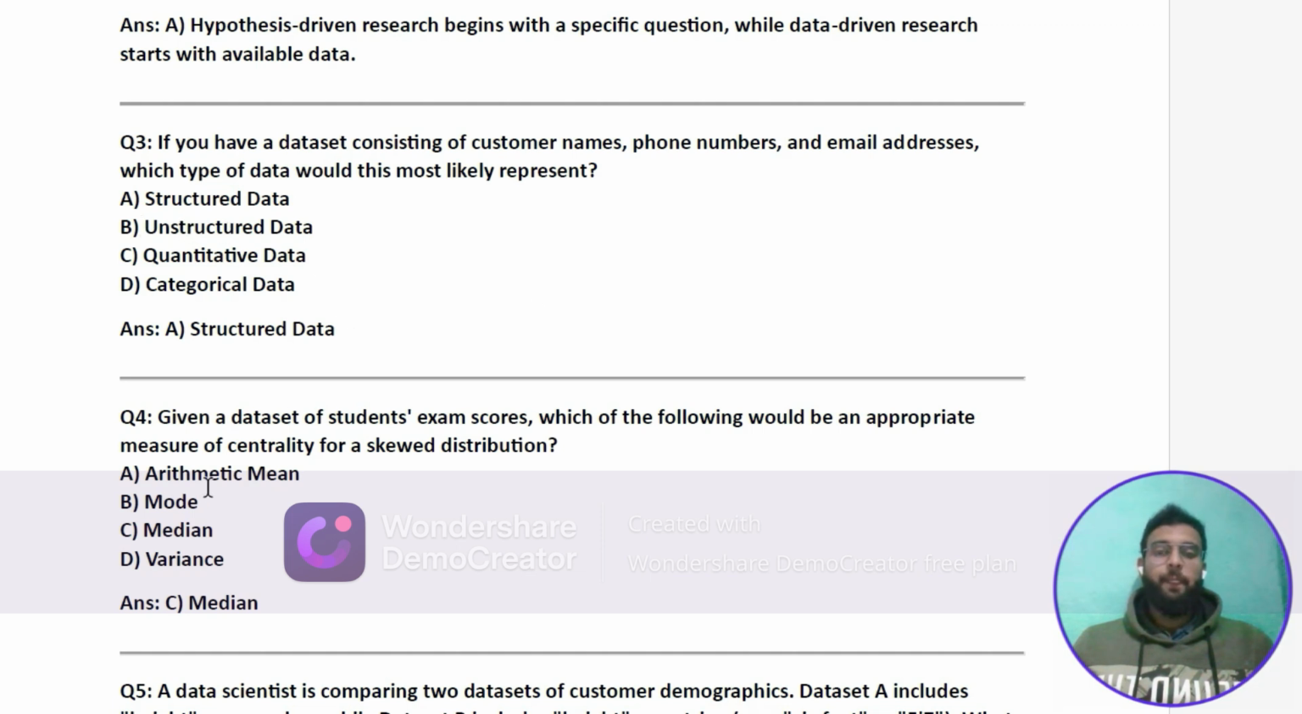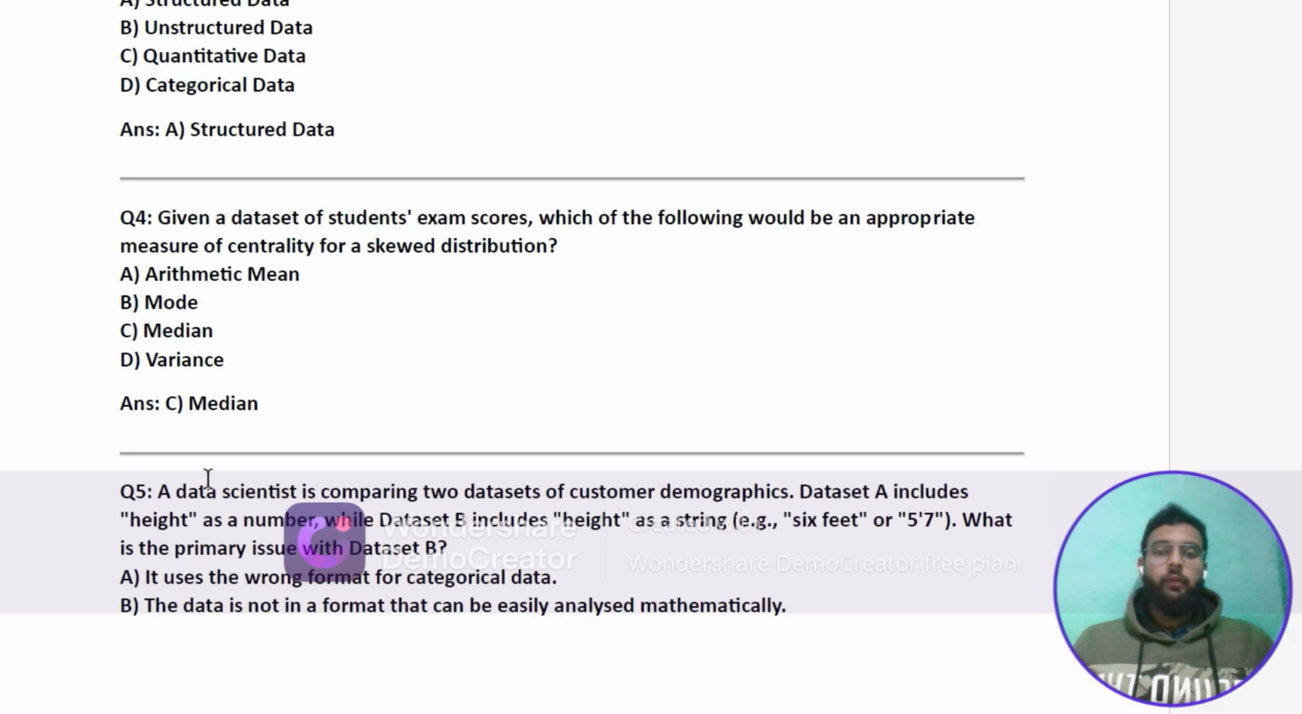Structured data. Our fourth question is, given a data set of students' exam scores, which of the following would be an appropriate measure of centrality for a skewed distribution? A, arithmetic mean, B, mode, C, median, and D, variance. So the correct answer for this is C, median.